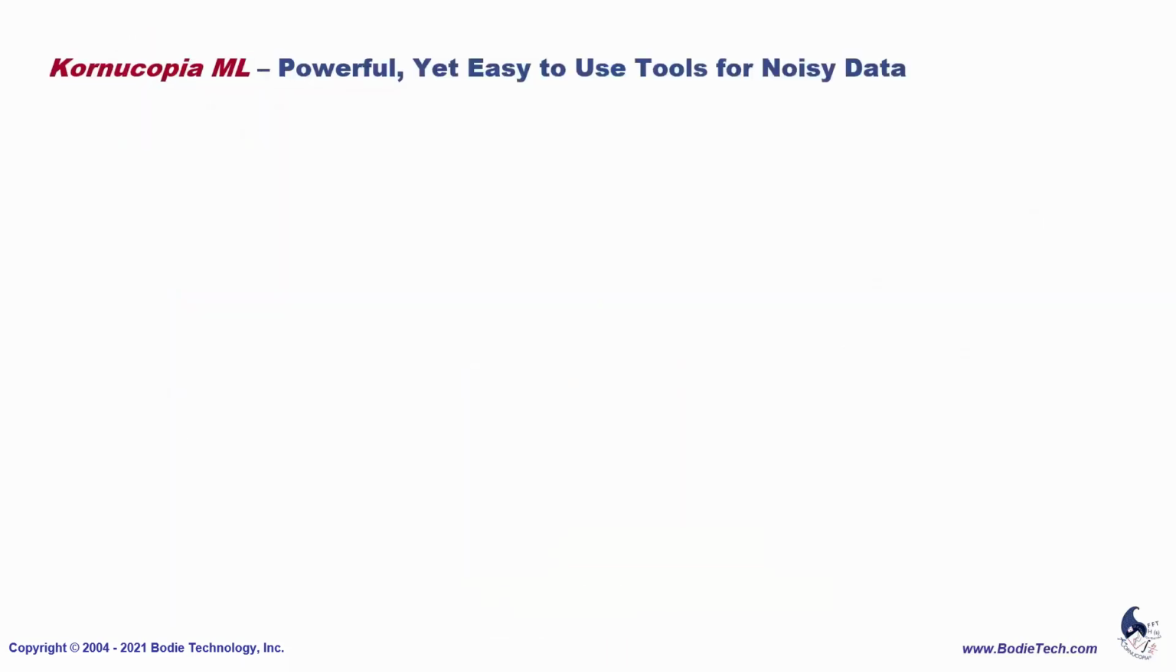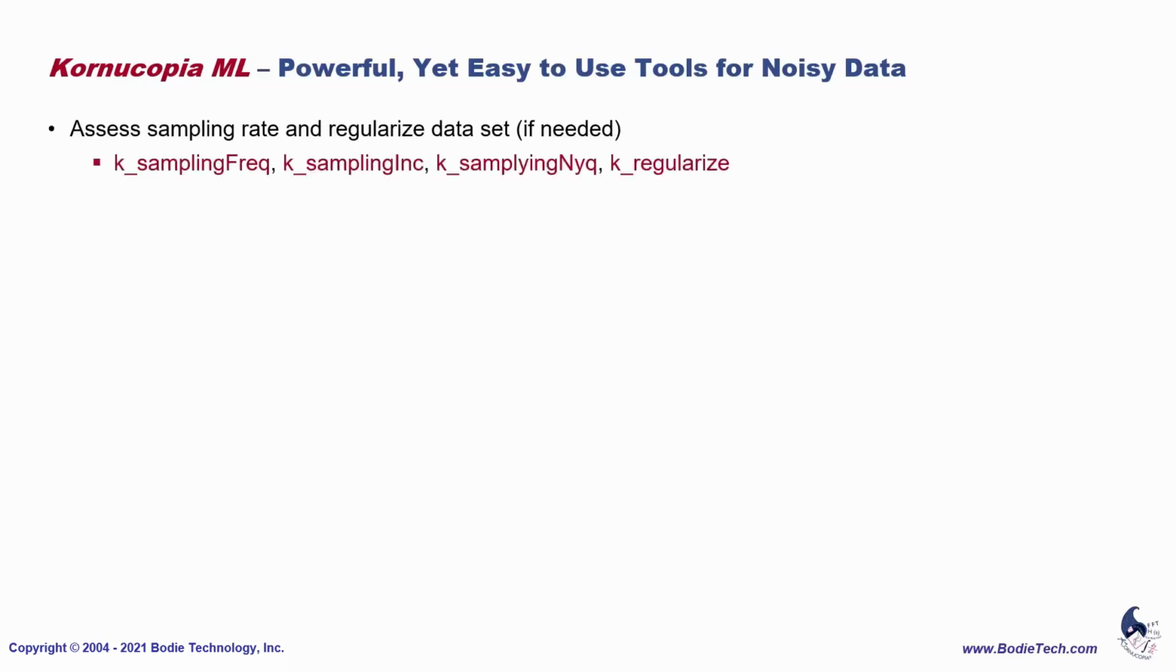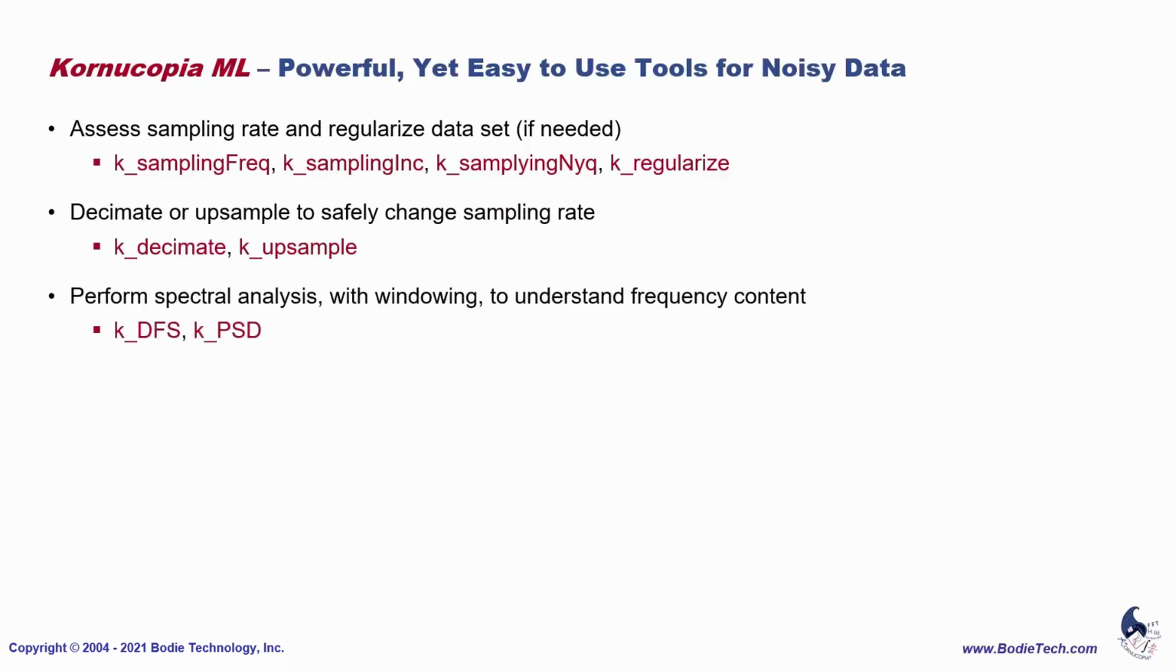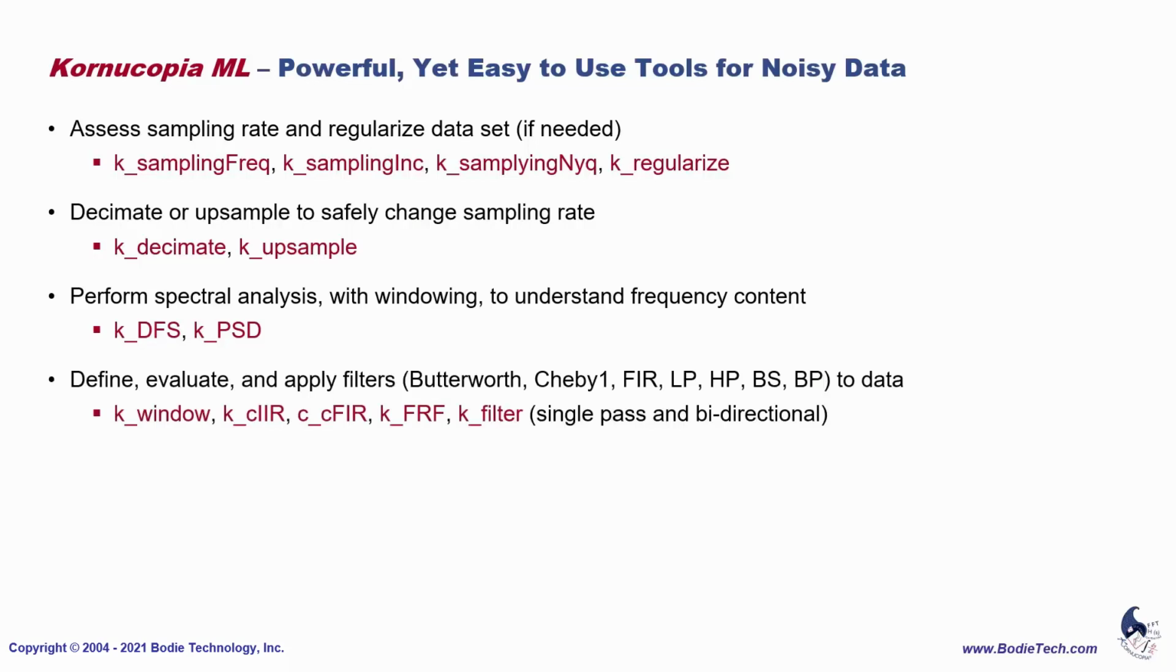Kornucopia ML has a very powerful yet easy-to-use set of tools for analyzing noisy data. There are functions to assess sampling rate, and if it is irregular, to regularize it, as well as to change the sampling rate through decimation or upsampling. There are functions to compute a discrete Fourier series and power spectral density to analyze spectral content, and a variety of functions to easily create and apply IIR and FIR filters in either low-pass, high-pass, band-stop, or bandpass forms.